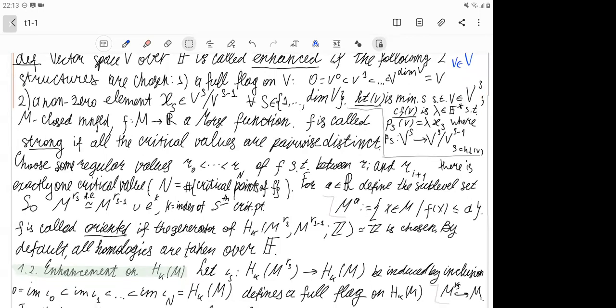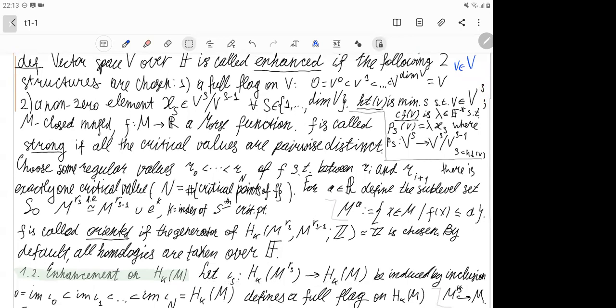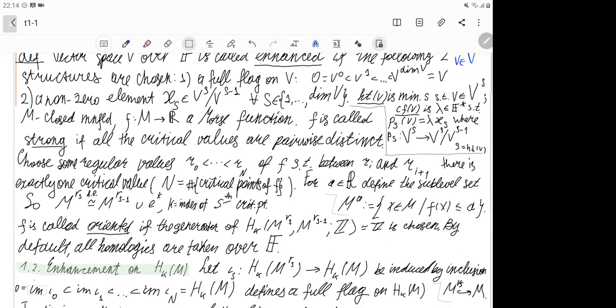Let iota_s be the map induced by the standard inclusion of the sublevel set M^{R_s} into M. Okay, so this is the inclusion of topological spaces. We have the induced map on homology. It may not be an injection, it's some arbitrary map. We consider all the images of this iota_s for all the s's. Again, s is from 1 to the dimension of V, here it is from 0, but it's 0, so it doesn't really matter. So we embed all the sublevel sets into my big M and consider all the images of the iota_s, and this clearly defines a full flag.